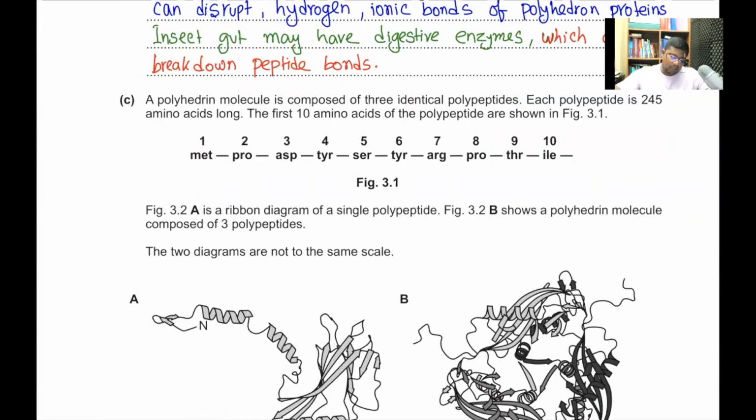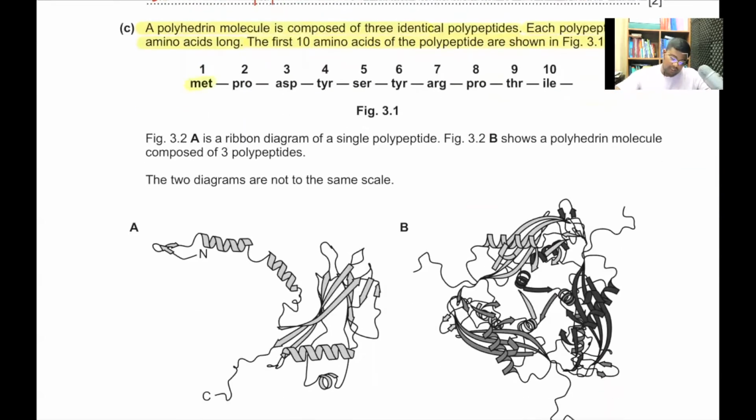Part C. A polyhedrin molecule is composed of 3 identical polypeptides. Each polypeptide is 245 amino acids long. The first 10 amino acids of the polypeptide are shown in figure 3.1. We can see there is methionine, proline, aspartic acid, and so on.